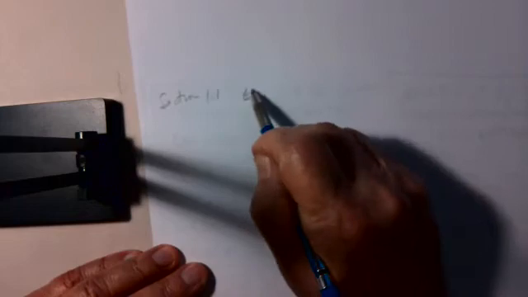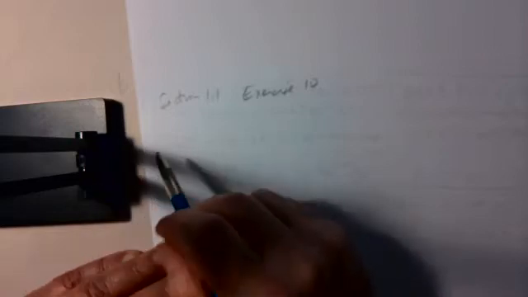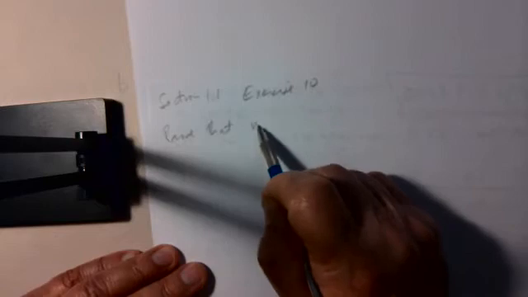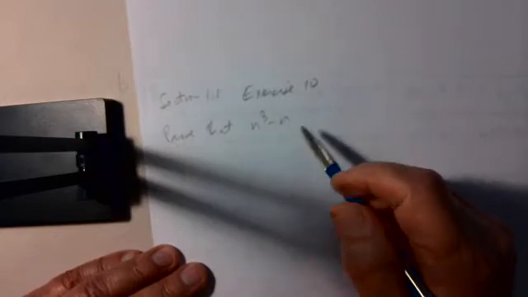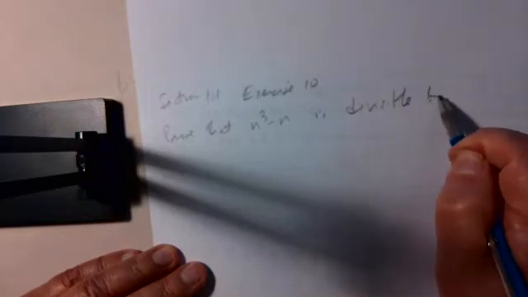So this is section 1.1, exercise 10. This is a proof. Prove that n cubed minus n is divisible by 6 for every n.